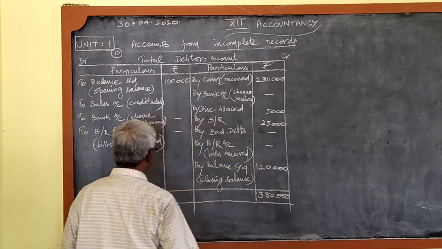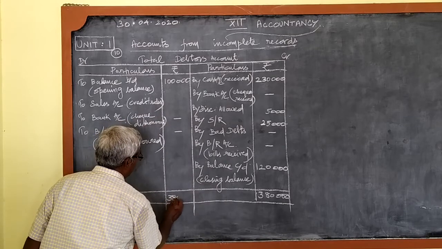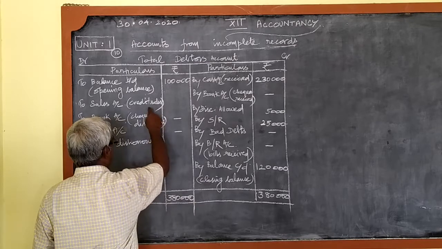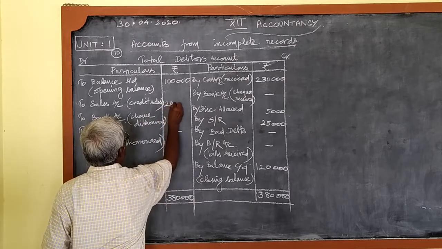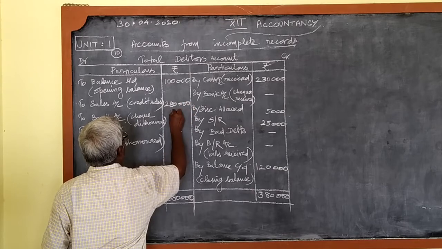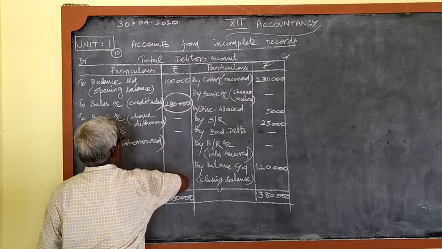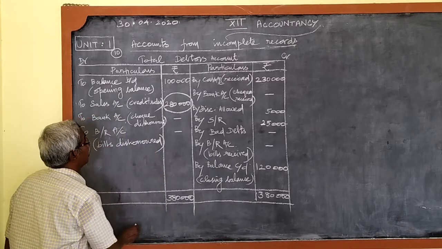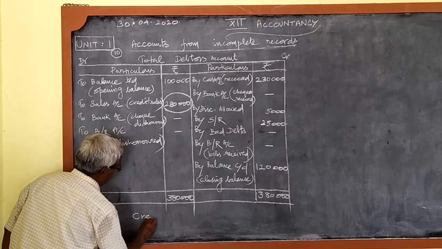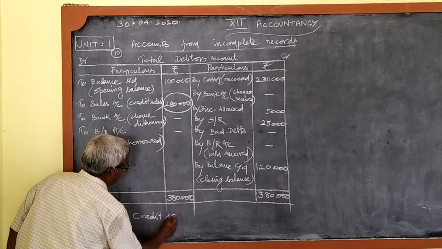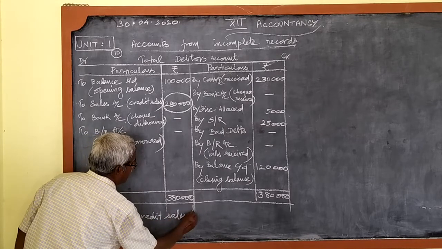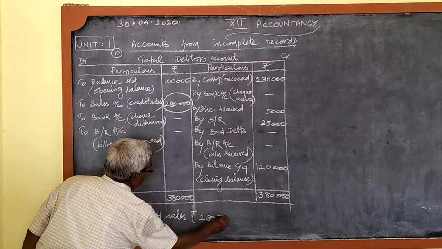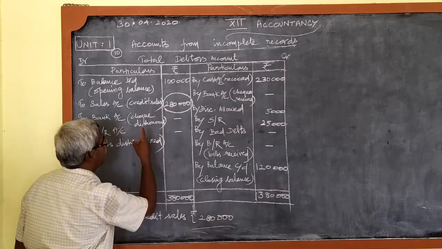Here, this is 1 lakh. So the greatest total is 3,80,000. And the balancing figure is here, credit sales, that is 2,80,000. And under this account, you write once again credit sales, rupees 2,80,000. There also you round the figures.